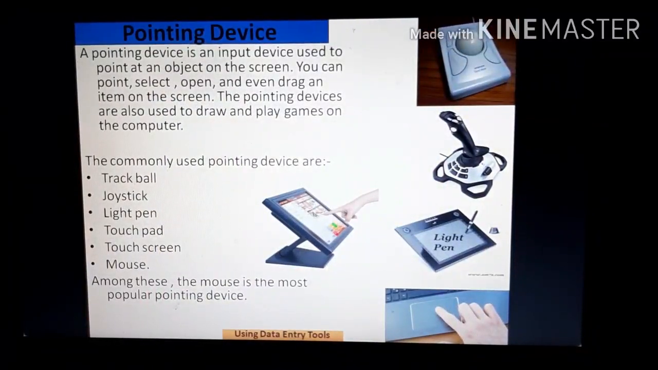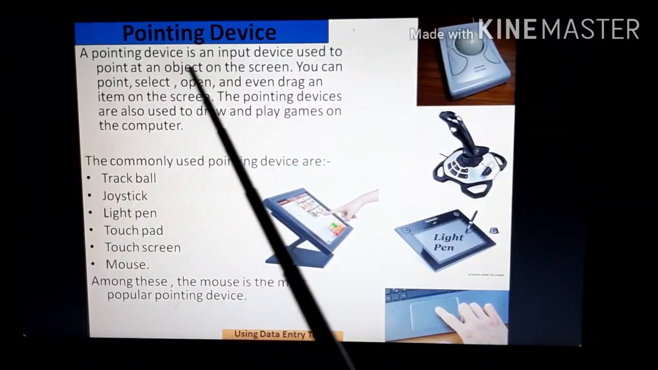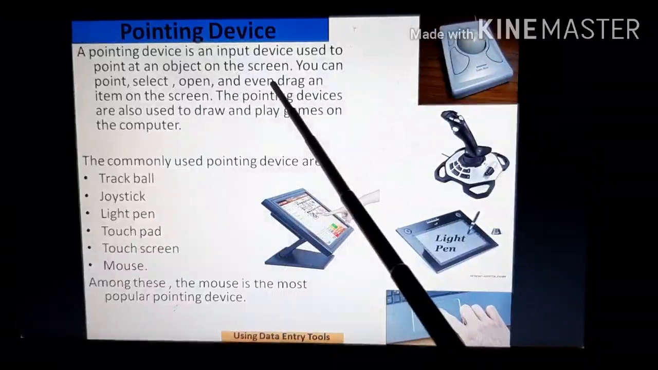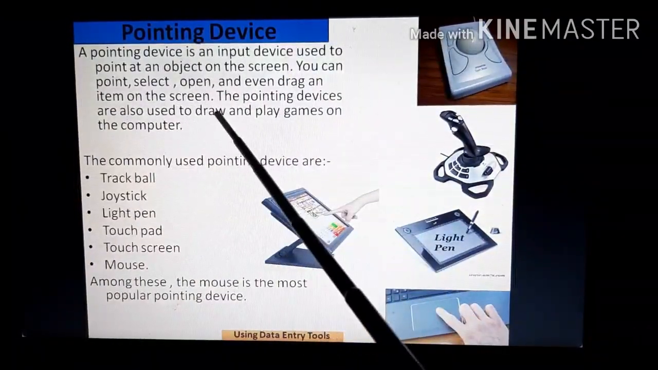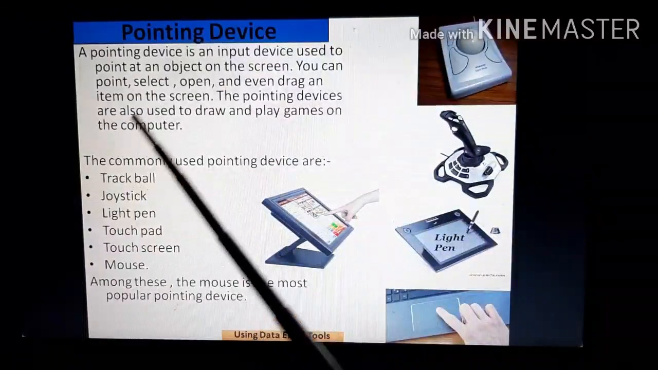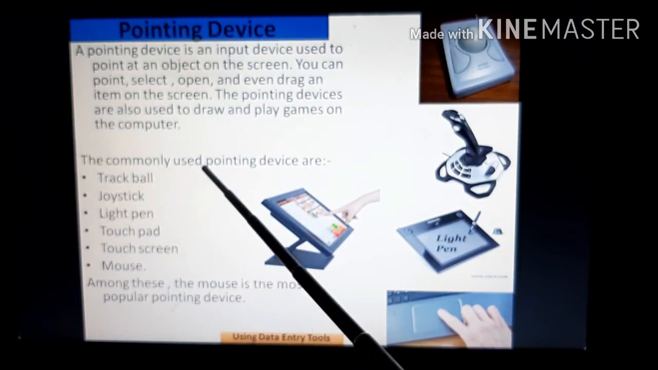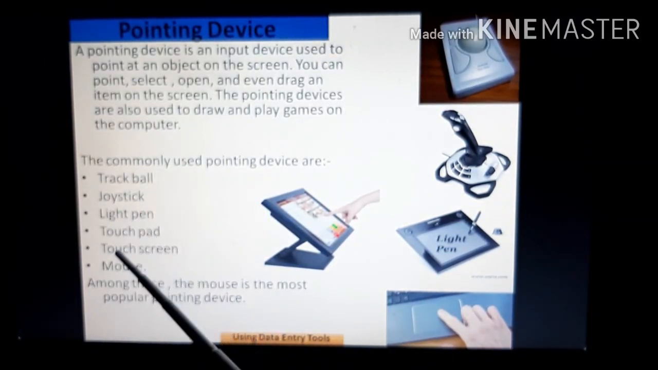So our next topic is pointing devices. Let us read this. A pointing device is an important device used to point at any object on the screen. You can point, select, open, and even drag an item on the screen. The pointing devices are also used to draw and play games on the computer. The commonly used pointing devices are trackball, joystick, light pen, touchpad, touchscreen, and mouse. Among these, the mouse is the most popular pointing device.